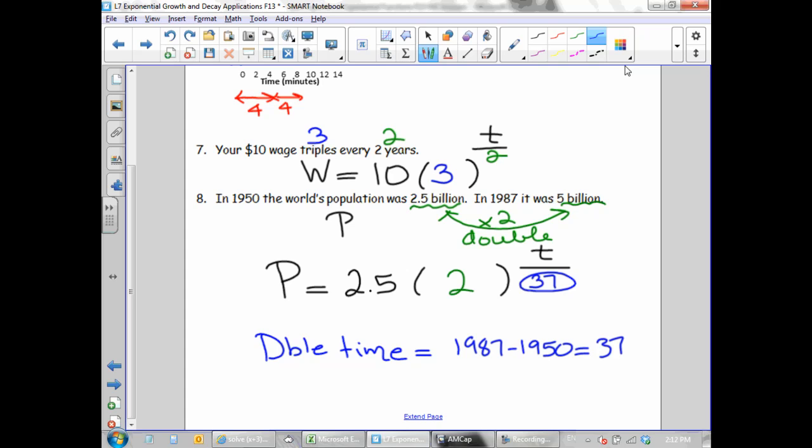So if I asked you, the next question I'll ask you in the worksheet will ask you, in the year 2020, what's the population? You'll put 70 in there, divide it by 37, 2 to this, whatever that is, and multiply by 2.5, and you can get answers out of these. You can use the equations to get answers. Okay?